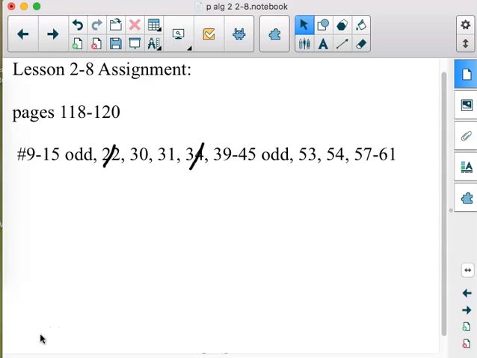With some student help, I realized I have to cut 22 and 34 because they have inequalities with absolute value, and we did not do those yet. That will be in 2-8 day 2. So everything else should be good. The rest of this, if you see absolute value, it's okay. It's equalities, not inequalities. So just cut 22 and 34 and you'll be fine.